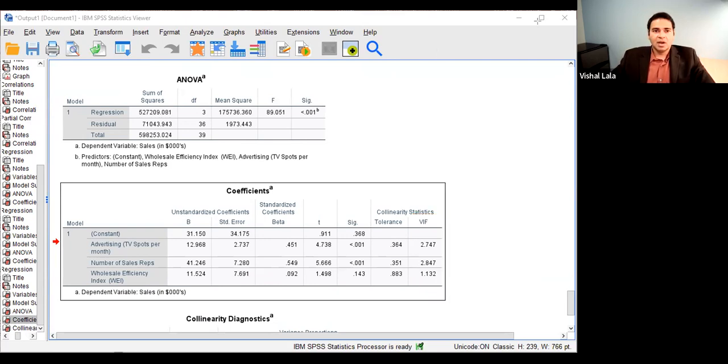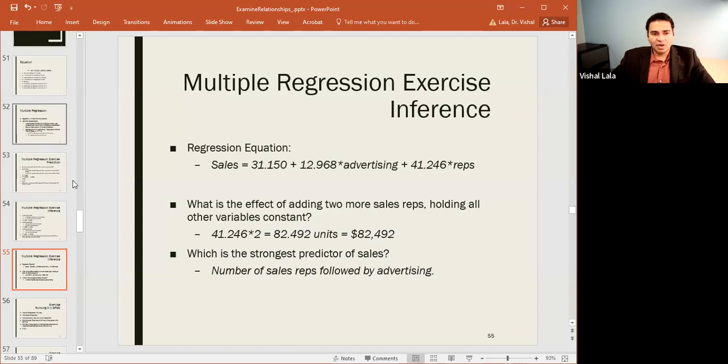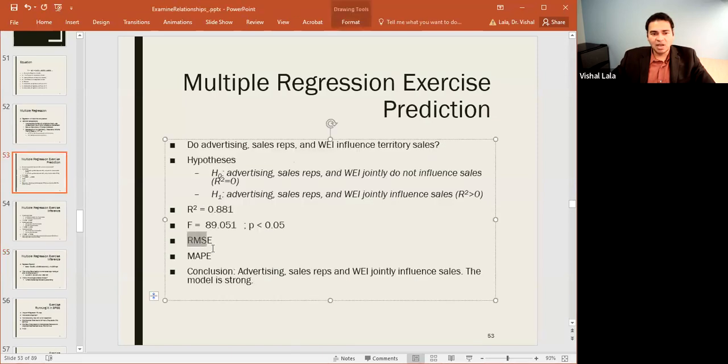Okay. Right. So this is a good time for me to take a breather, to pause. When I come back in the next video, I'm going to go over how to compute the RMSE and MAP metrics, the additional metrics for a multiple regression equation.